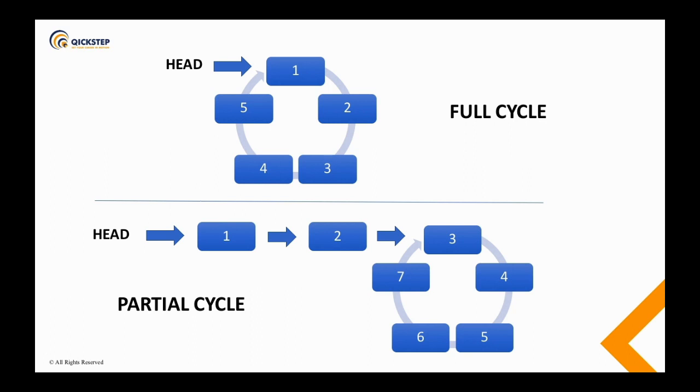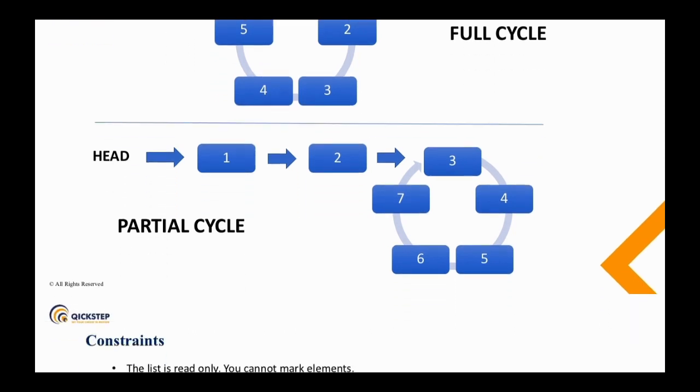So what the problem statement says is that you are given a linked list and we need to determine whether or not there is a cycle present in the linked list. So let's see what could be the constraints of this algorithm or this program.